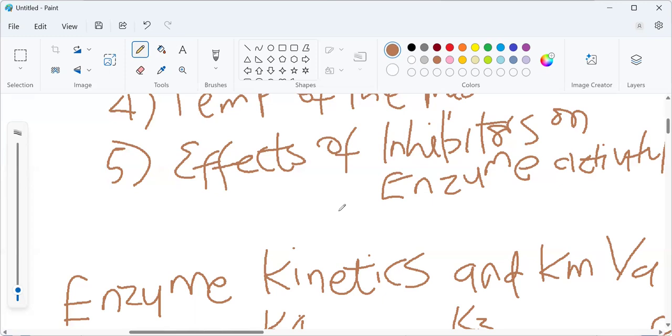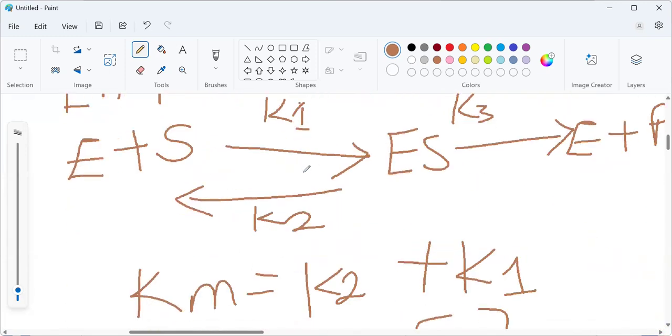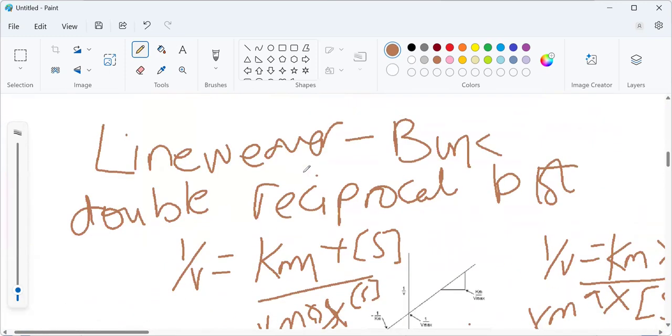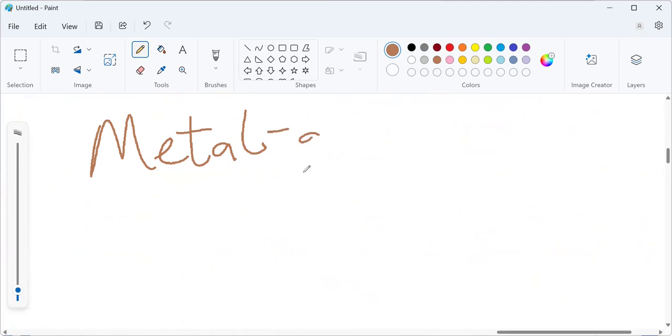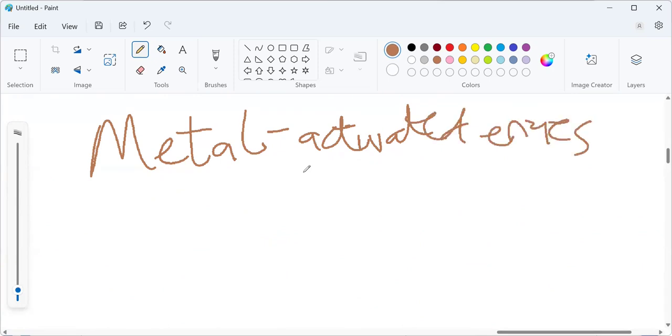So we have two categories of enzymes that require metals for their activity to be distinguished. That will be metal-activated enzymes and metalloenzymes.